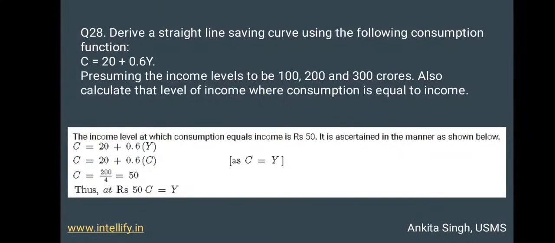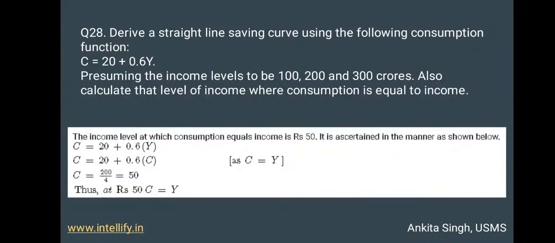Question 28. Derive a straight line saving curve using the following consumption function, C = 20 + 0.6y, presuming the income levels to be 100, 200 and 300 crores. Also calculate the level of income where consumption is equal to income. Now first solve the second part first. The income level at which consumption equals income is rupees 50. It is ascertained in the manner as shown below.